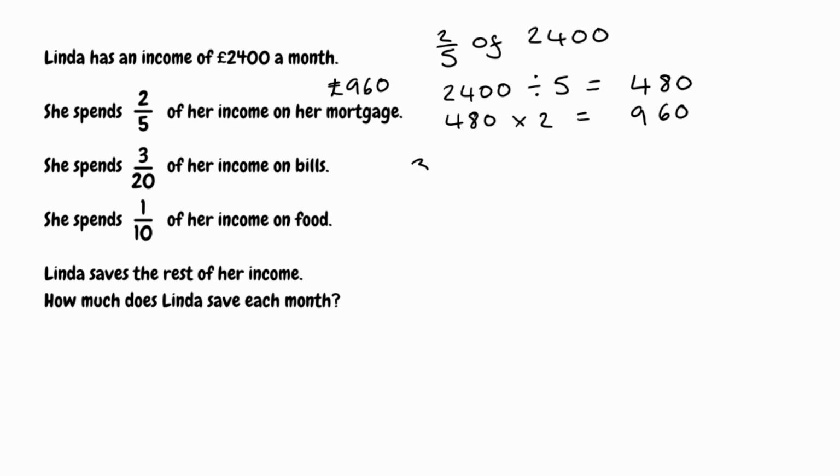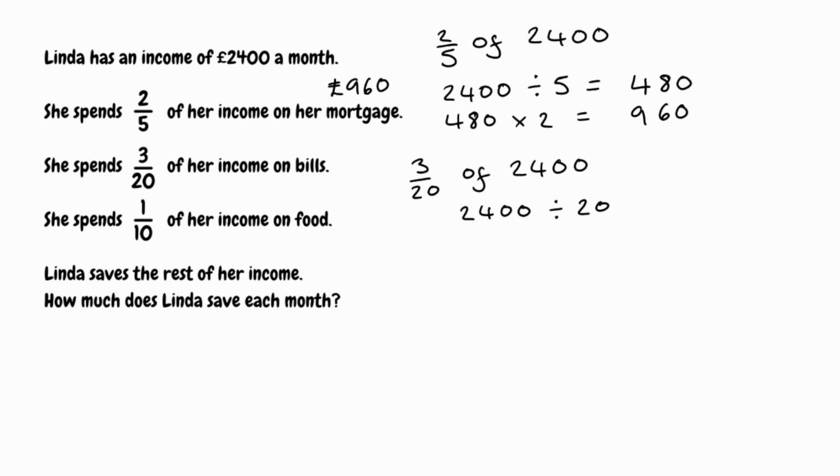Then looking at the next calculation, we've got 3/20 of her income is spent on bills. So we've got to do 3/20. It says of her income, so it's 3/20 of this 2,400 again. So again, we follow our 2-step process here. We're going to start with our 2,400, and we are dividing by the denominator.